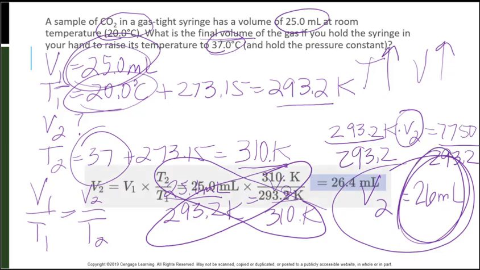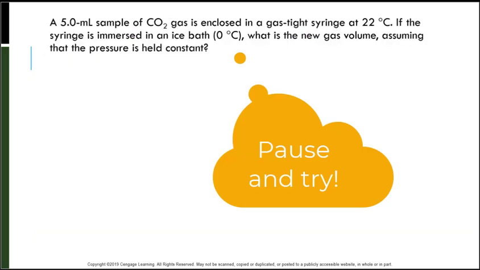In the book, it tells us that our answer was 26.4 milliliters, so I think I had a typo, and I'm pretty sure our temperature was 37.0 degrees Celsius, giving me 3 sig figs, because that would give me the 26.4 if I hadn't rounded to 2. Why don't you see if you can set this question up?